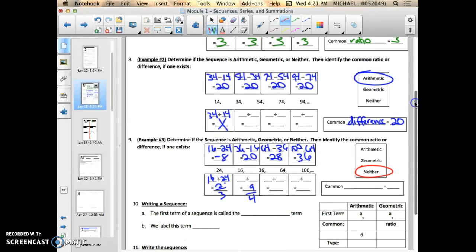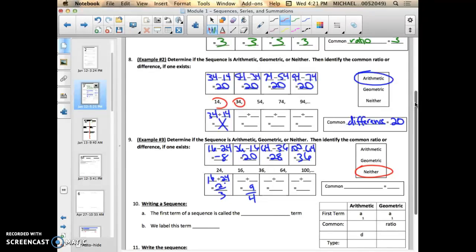Let me explain my thought process through that. For number 8, I had to determine: did it have a common difference, or a common ratio, or neither? Because the numbers didn't go up as quickly, I tried common difference first. I tried to see if it was arithmetic first. So I took the second term and subtracted the first term from it. 34 minus 14 is 20.